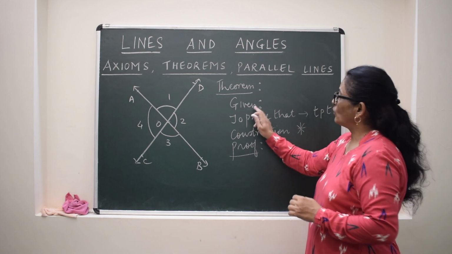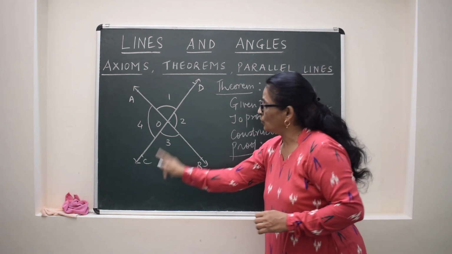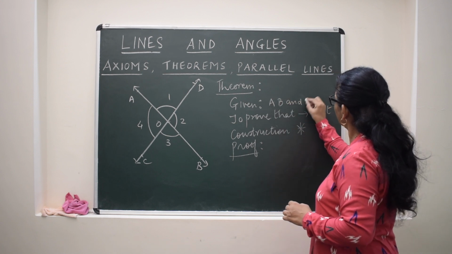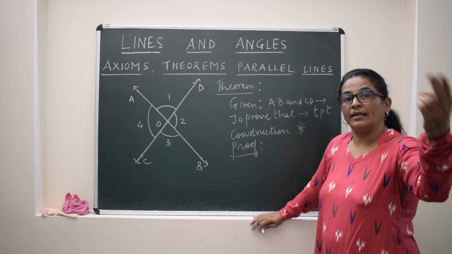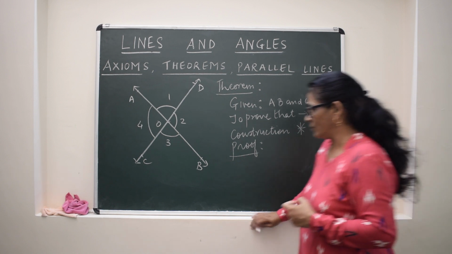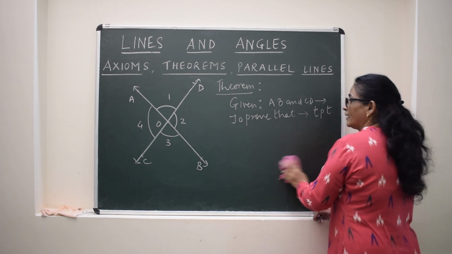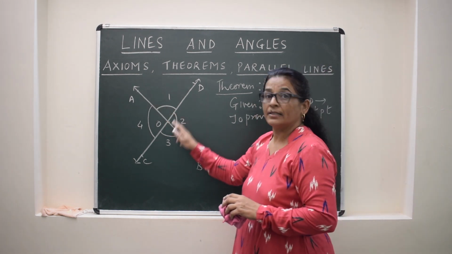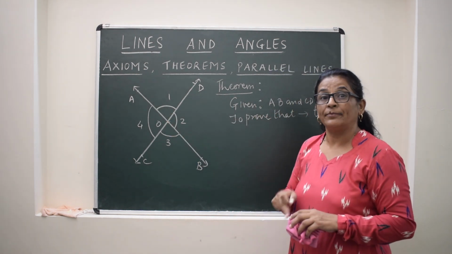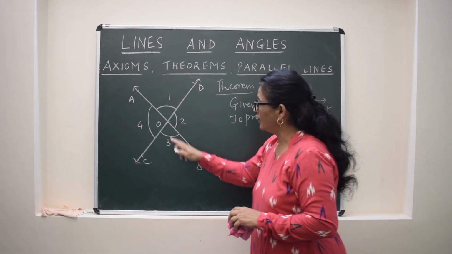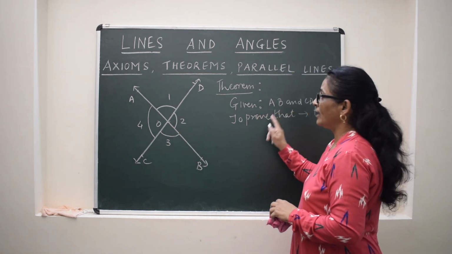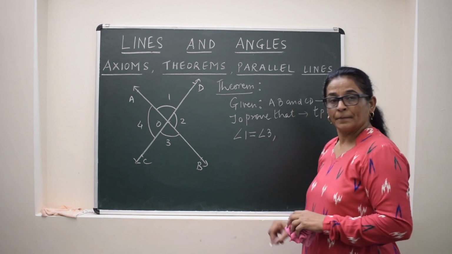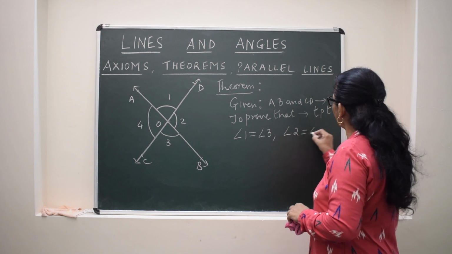So now let's see what is given. Given is these two lines which are intersecting. So we can write AB and CD are two intersecting lines. Then what is to be proved? Whenever we represent any angle, it is better to represent it by number, because when we take the letters, it takes time to write and it takes time to read also. So better is to number the angles and proceed. Here what we have to prove? We have to prove angle 1 is equal to angle 3 and angle 2 is equal to angle 4.